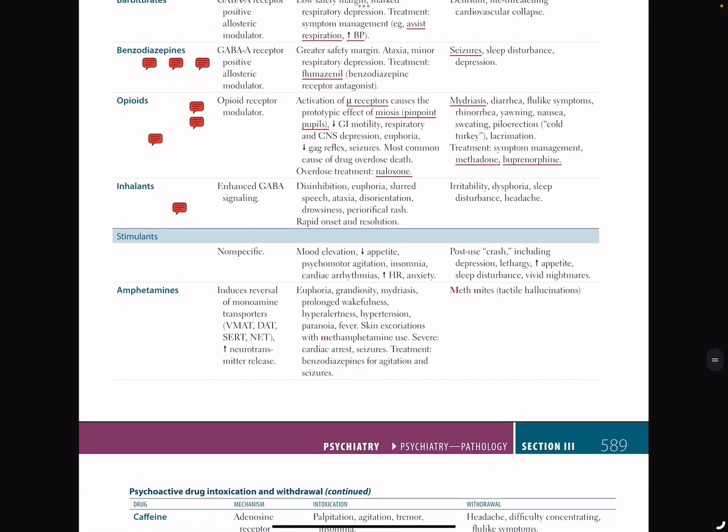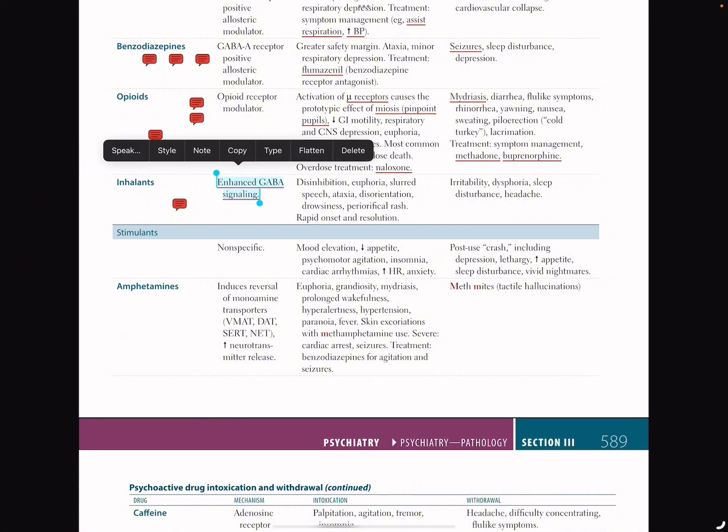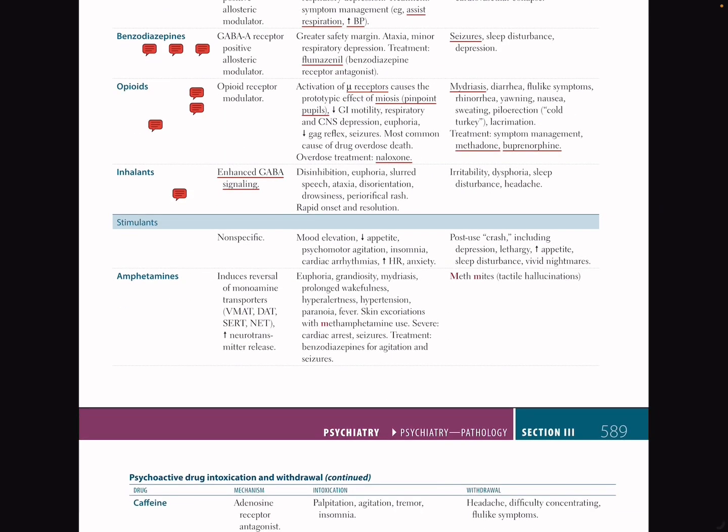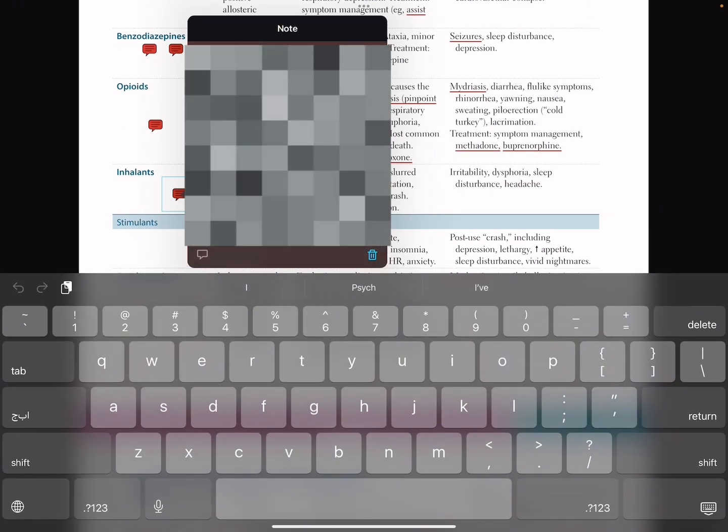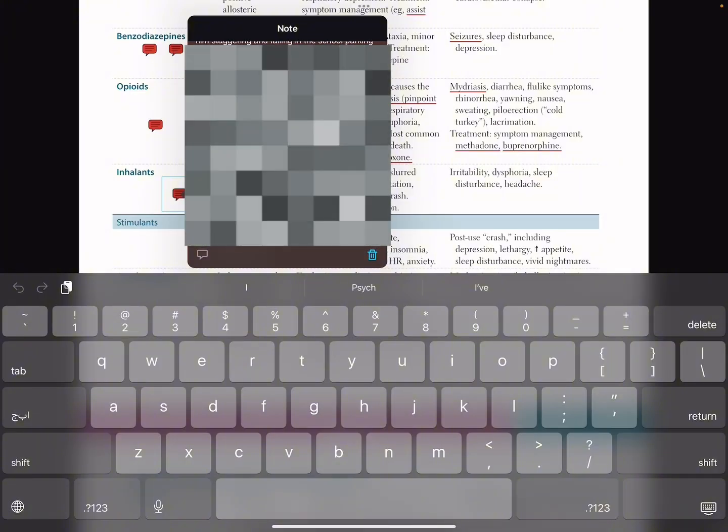Inhalants enhance GABA signaling. Intoxication will be disinhibition, euphoria, slurred speech, ataxia, disorientation, drowsiness, perioral facial rash. Rapid onset and resolution. The withdrawal will be irritability, dysphoria, sleep disturbance, and headache. Inhalants will be a case of a patient whose teacher found him staggering and falling in the school parking lot. She found him lethargic, disoriented, slowly improving over the next 30 minutes when he came to the emergency department. Alert, blood pressure noted; on physical examination, abrasions of the right arm and chin, and rash around the nostrils and mouth. This is characteristic of inhalants.